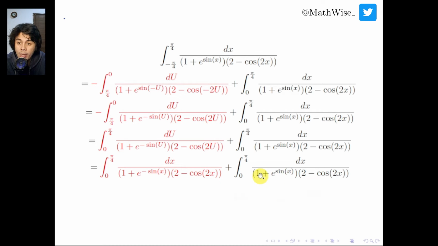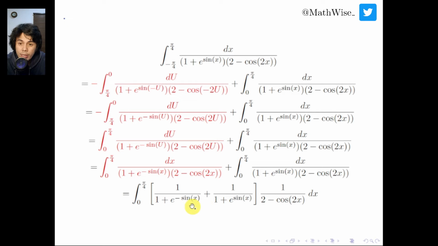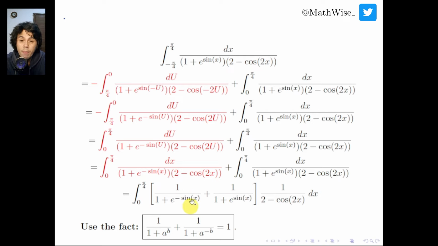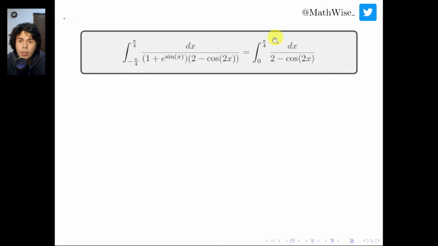And let us combine them, add them up. Now this addition is exactly of the form 1 over 1 plus a to the power of b, plus 1 over 1 plus a to the power of minus b, and it is equal to 1. So we can use this, and the integral becomes much simpler. We have simplified this into just 1 over 2 minus cosine 2x.